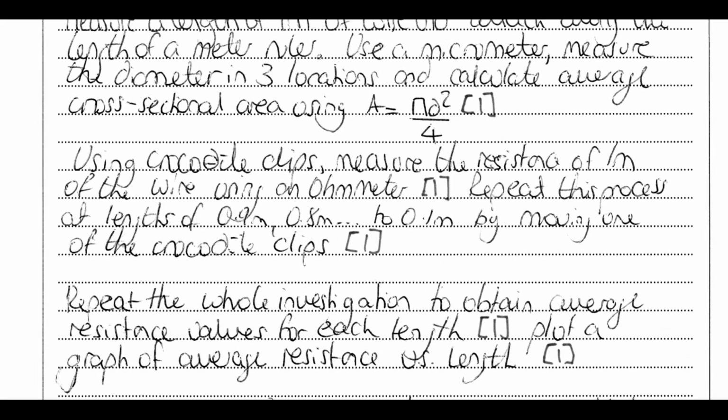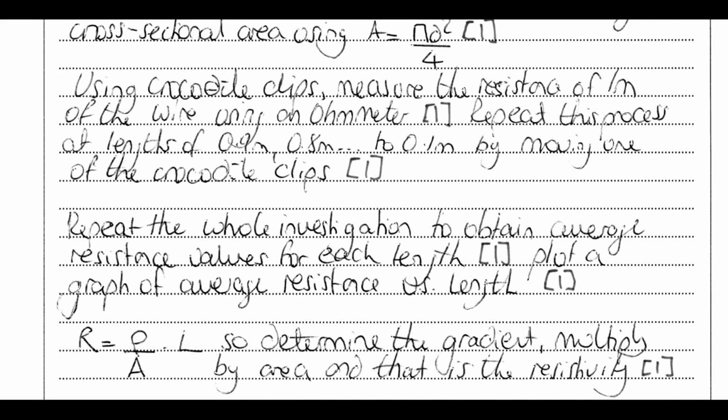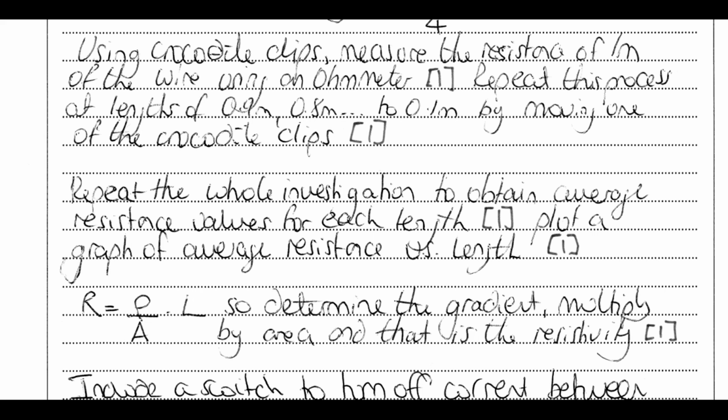And we're also going to repeat that process at 0.9 meters, 0.8, all the way down to 0.1. So we've got something like 8 or 9 different readings, and we're going to have repeat readings of resistance at every distance. And then what we can do with that is we plot a graph of average resistance against length.